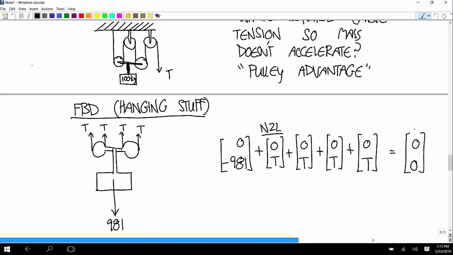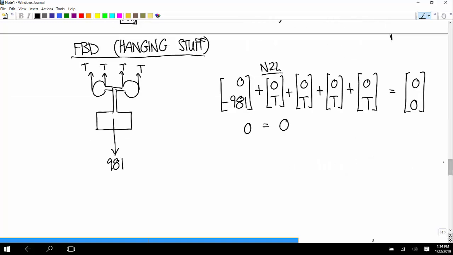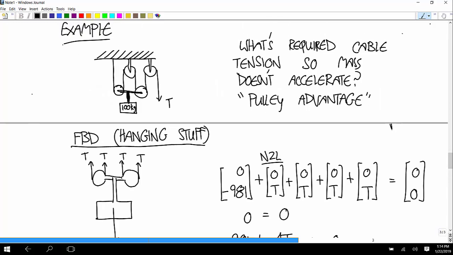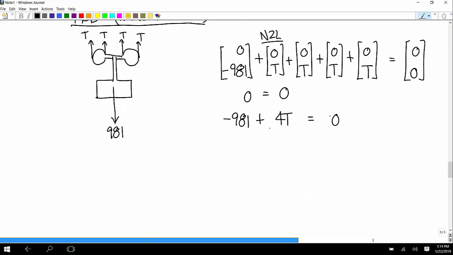The x equation doesn't give us anything. It just tells us 0 equals 0. We already knew that. And then the y equation says negative 981 plus 4T is equal to 0. And so solve this second equation, and you get that T is equal to 245.25, I think, newtons.